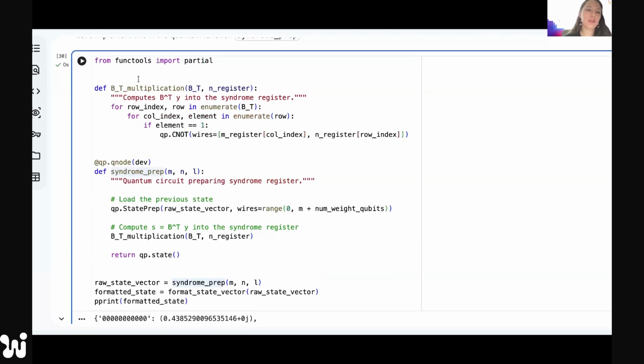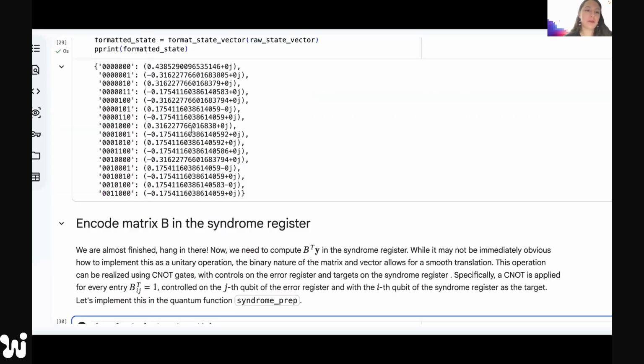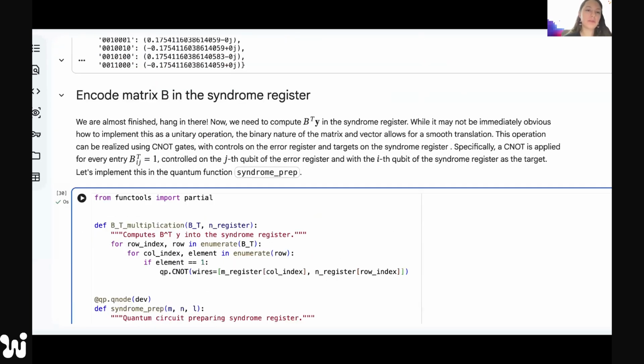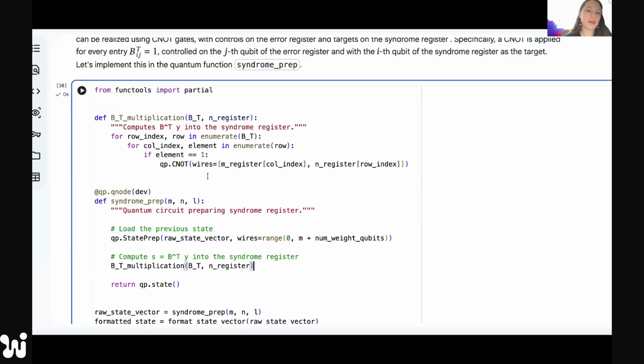So here, again, I don't have the QNode. This is just the helper functionality, this B transpose multiplication. I'm going to add it here as part of this thing that they call syndrome preparation. Again, don't worry too much about the terminology. You can learn where that comes from later, but just know that this is related to this error correction stuff. So I can prepare my states. I have the same state vector that I had before, my raw state vector. I can do the multiplication by adding these CNOTs of my B.